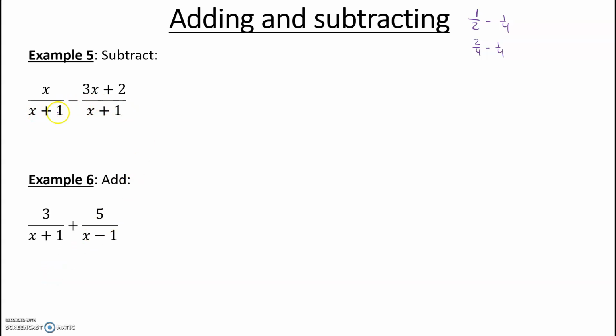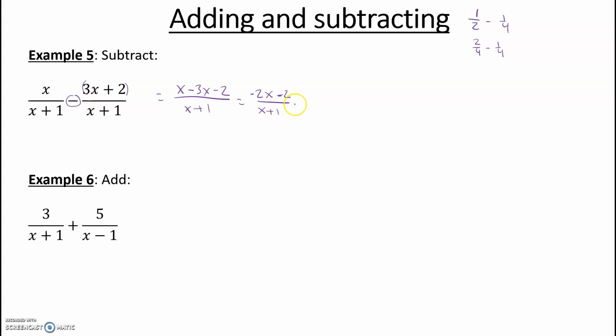In this case, x plus 1, this does have a common denominator, so I can go ahead and subtract. Now be careful with subtraction. It is x minus all of this. So make sure it's minus 3x and minus 2. So up top we'll have x minus 3x and x minus 2 over that common denominator. So here we can combine our like terms. x minus 3x is negative 2x, minus 2. That's a minus. Over x plus 1.